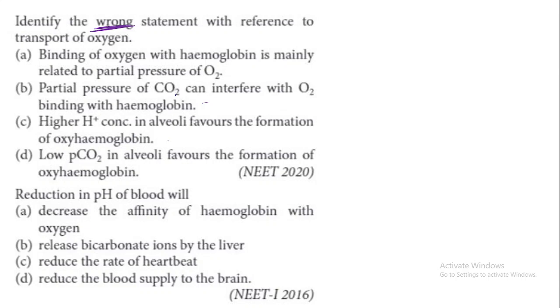So what are they saying? They are asking which one is wrong. Binding of oxygen with hemoglobin is mainly related to partial pressure of oxygen. Yes, we know that. Based on partial pressure, oxygen gets bound to hemoglobin. That's what we have studied in the oxygen dissociation curve. So this is a correct statement, no objection. Let's move to the next one. Partial pressure of carbon dioxide can interfere with oxygen binding with hemoglobin.